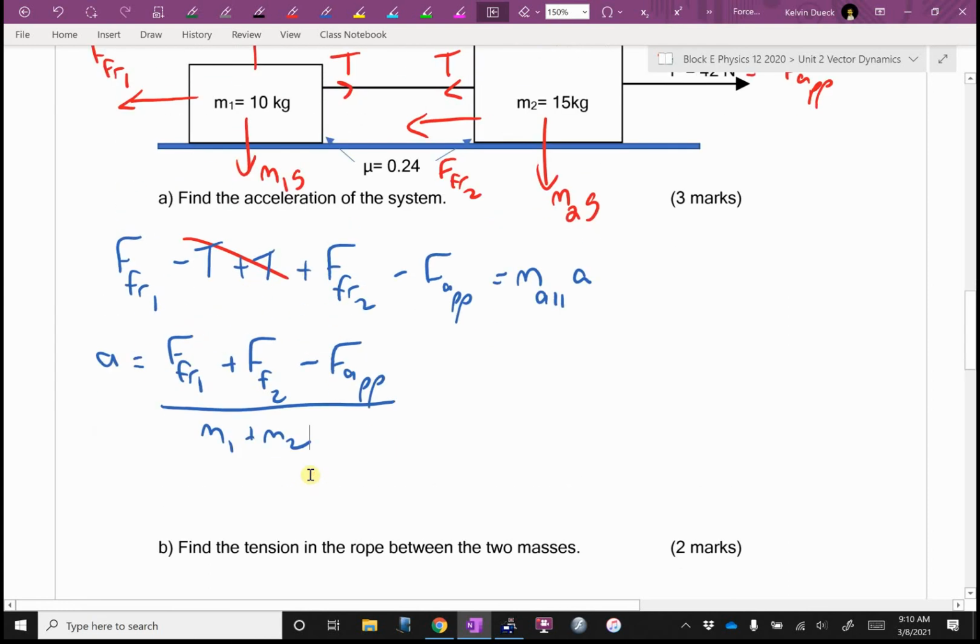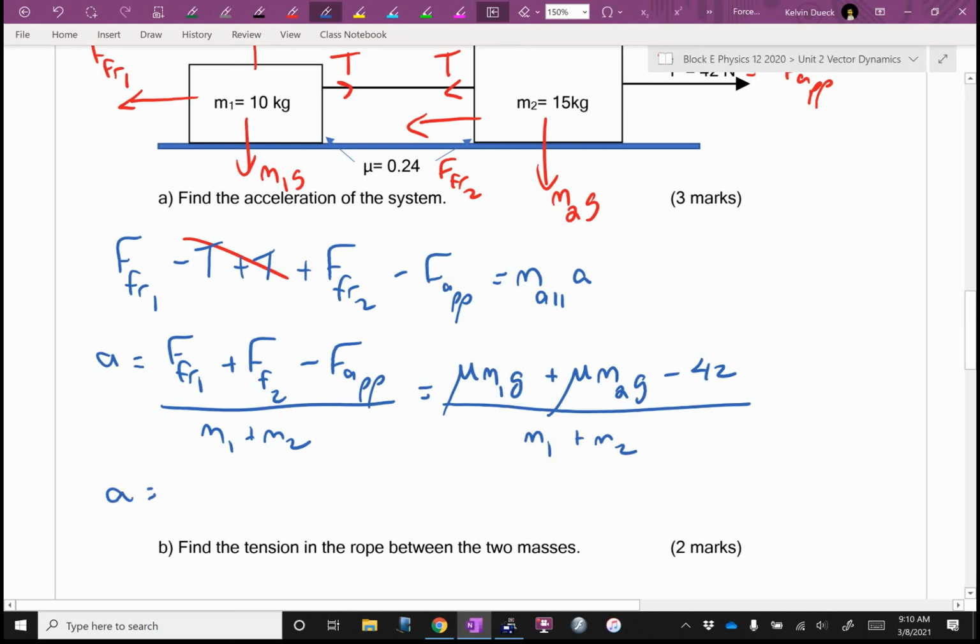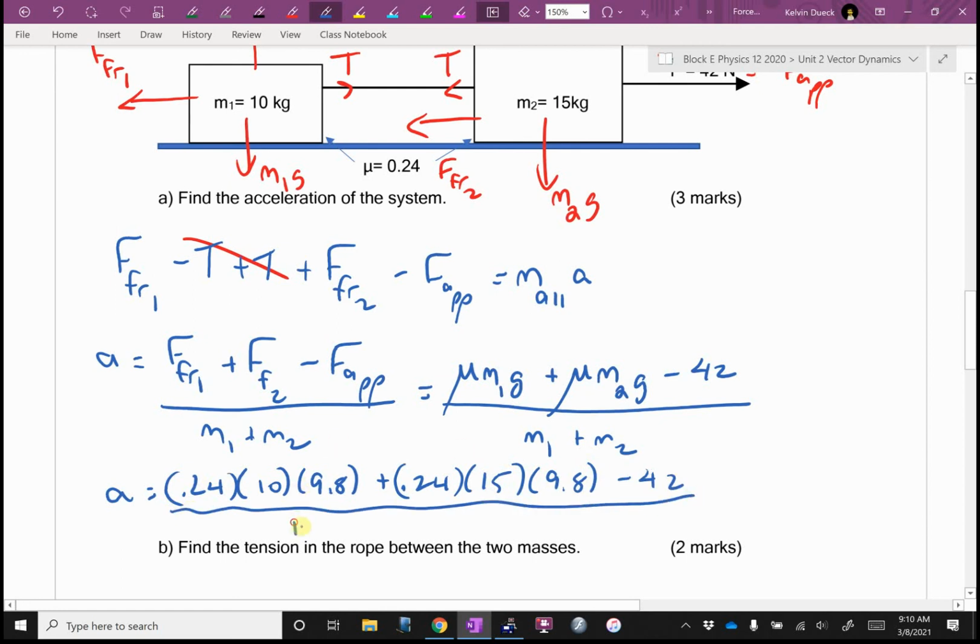How much room did I give us? Not that much. Okay, so let's keep writing. Friction is going to be mu times the normal force. I don't know the normal force. Oh, but look. Mu M1G plus mu M2G minus 42 all over M1 plus M2. If I plug in numbers, I'm going to end up with, what's mu? I don't know what's mu. 0.24 times 10 times 9.8 plus 0.24 times 15 times 9.8. Take away 42 all over 10 plus 15.